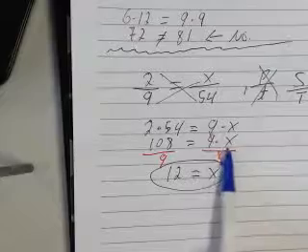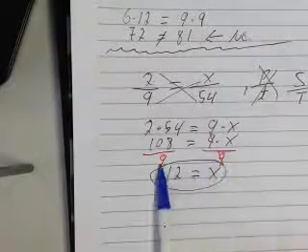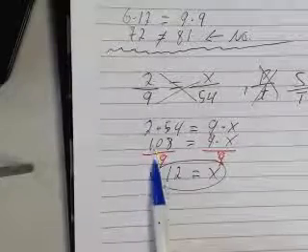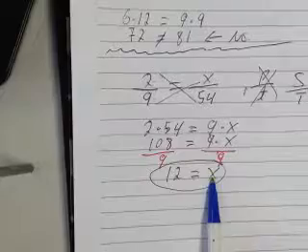9 times x just stays on this side. Then to get rid of this 9, we divided each side by 9. Put this in your calculator, you get 12. On this side, the 9 and the 9 cancel. We have the x, the leftover.